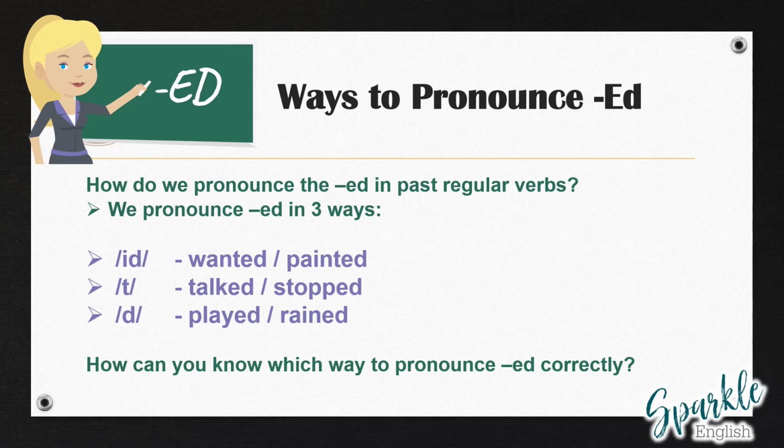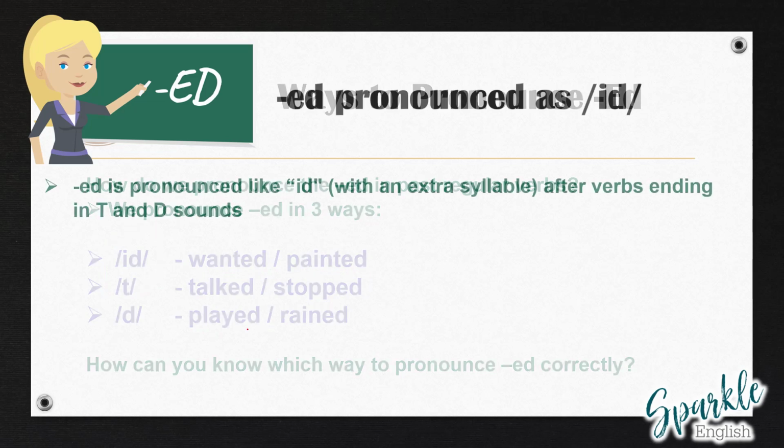Played, rained. Maybe you're wondering what's the difference between wanted and played. Well, wanted has an extra syllable. It's want-id. The id adds an extra syllable at the end. The first syllable would be want, and the second syllable, id. Just like paint-id. But in the last one, played, it's just one syllable, okay? So how can you know which way to pronounce ed correctly?